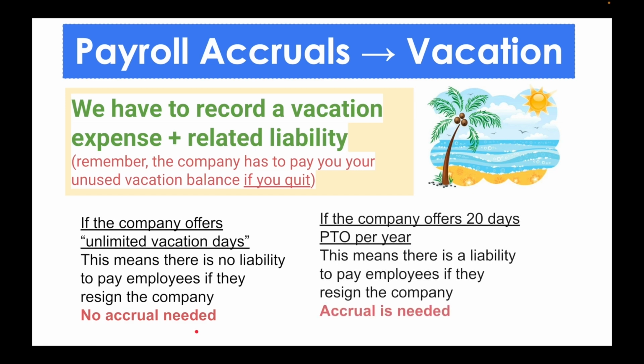But the other situation you might find is that the company offers, for example, 20 days of personal time off, PTO, per year, right? 20 vacation days. This means that there's a liability to pay an employee if they resign from the company. So if you give me 20 days as an employee and I use only 5 or 6 days throughout the year and I quit, then all of a sudden there's maybe 14 or 15 days remaining as a balance that you have to pay me in cash. Therefore you have to record the liability and an accrual is needed.